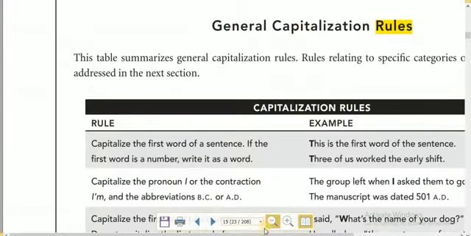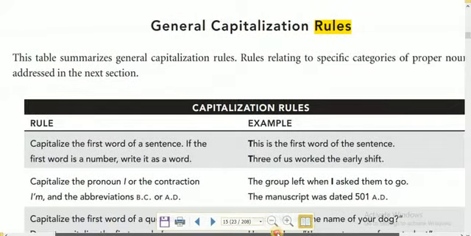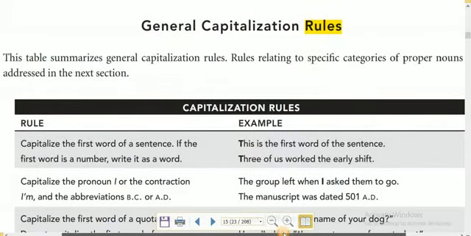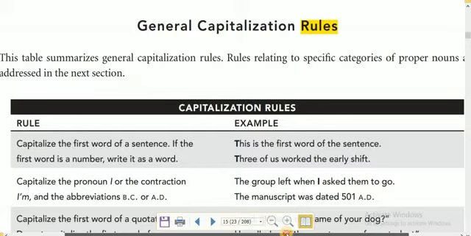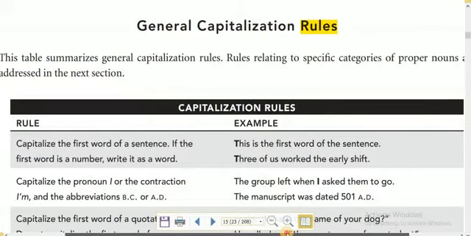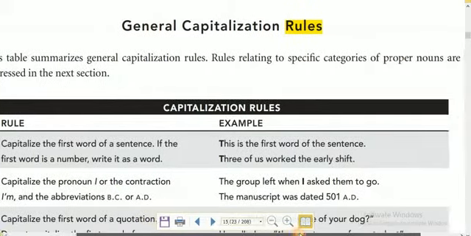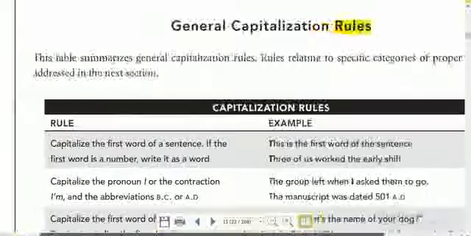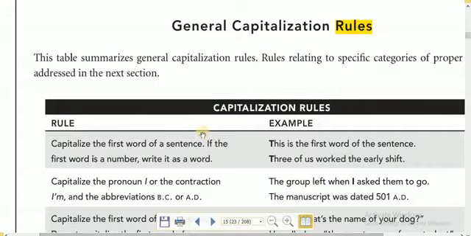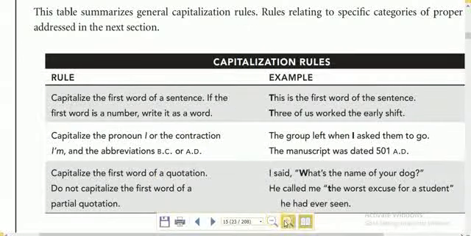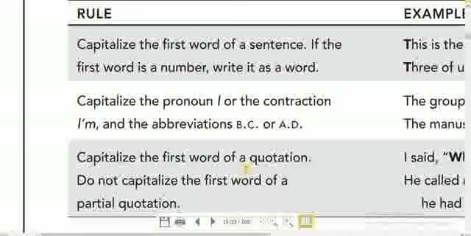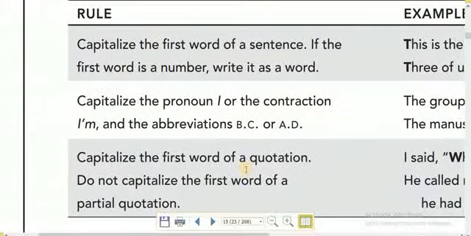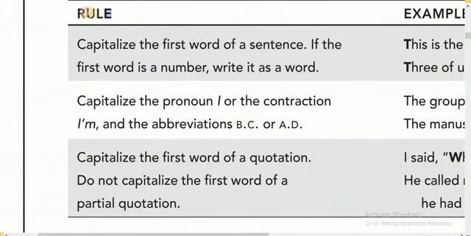Okay. The first rule, let me just read the subtitle. This table summarizes general capitalization rules. Rules relating to specific categories of proper nouns are addressed in the next section. The first rule. Here, take a look. Let me just zoom in. This is a rule.